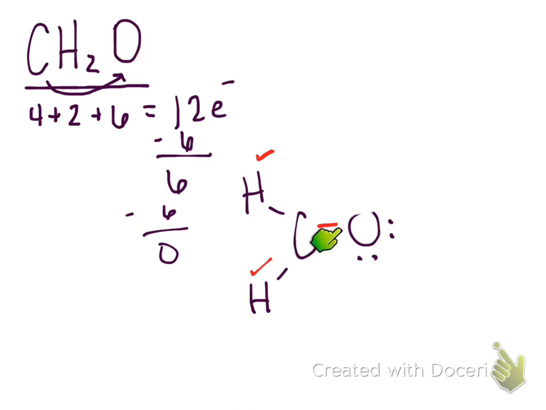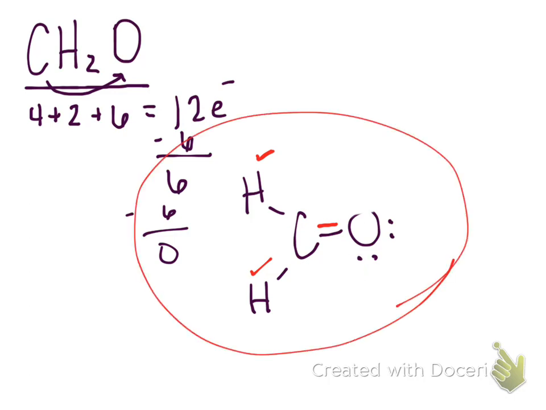Okay, so one last thing, and then I'll get to you, Brooklyn. Let's count our total electrons used in our structure. 2, 4, 6, 8, 10, 12. Okay, so this is a complete Lewis structure.